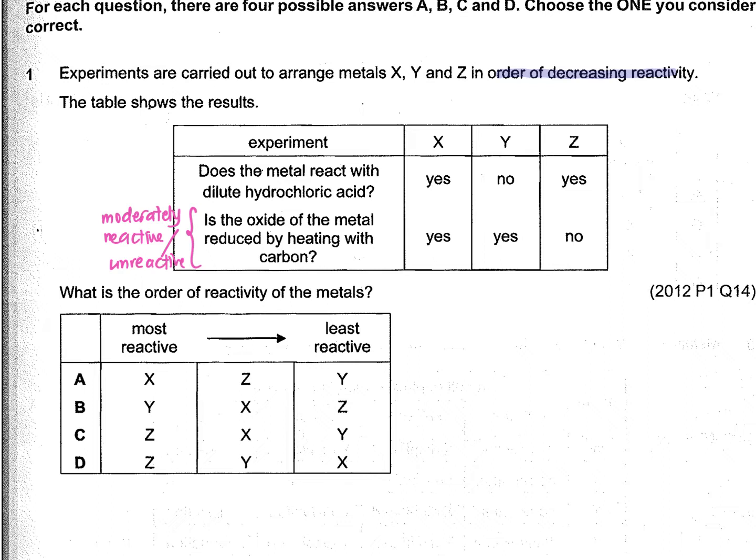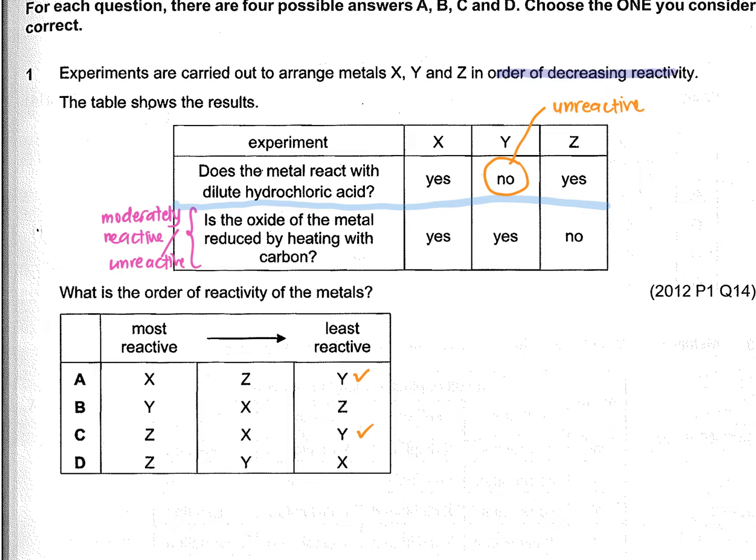If you look at the first group of chemical reactions described, out of the three metals, there's a metal that does not react with the acid, which is metal Y. When there's no reaction with dilute acid, it just implies that this is an unreactive metal. Therefore, leaving X and Z as the reactive metals, the least reactive metal that you should have in your option is Y. So I've picked out A and C.